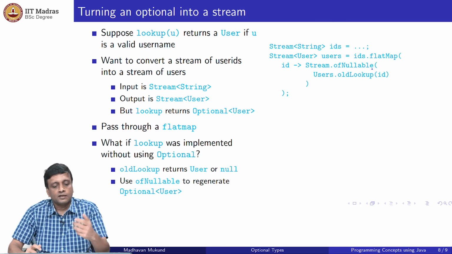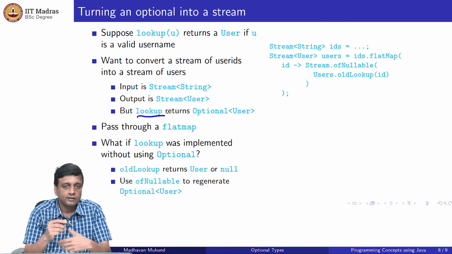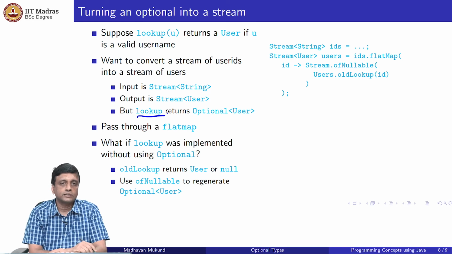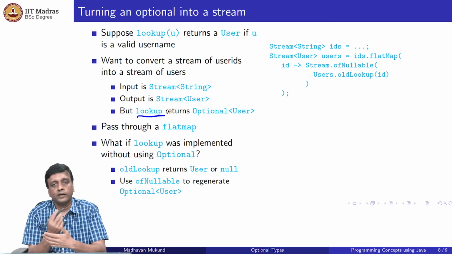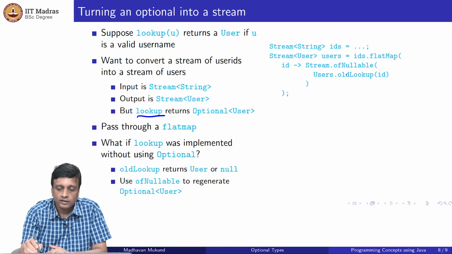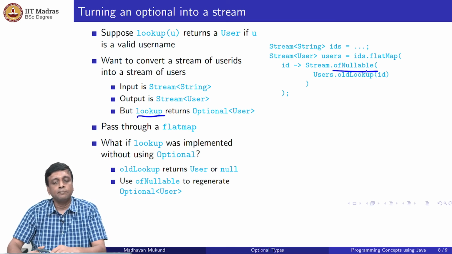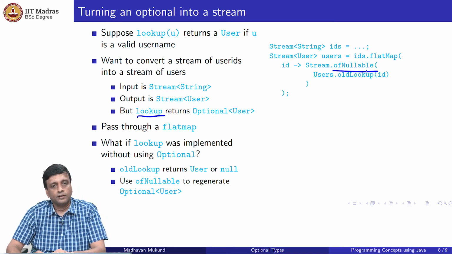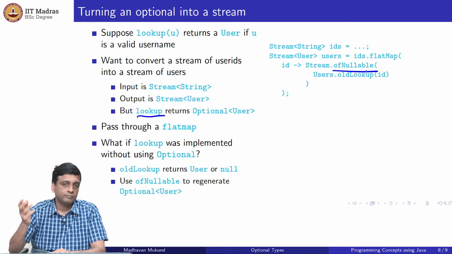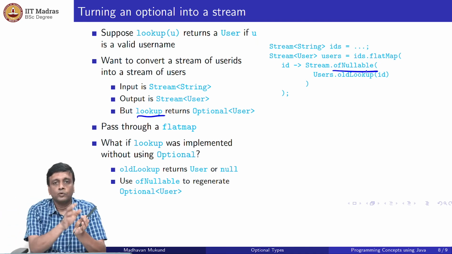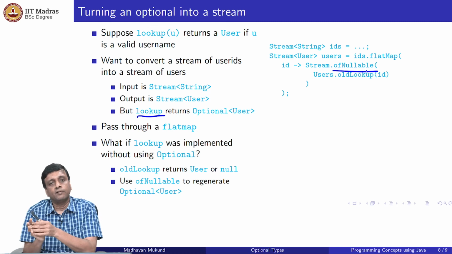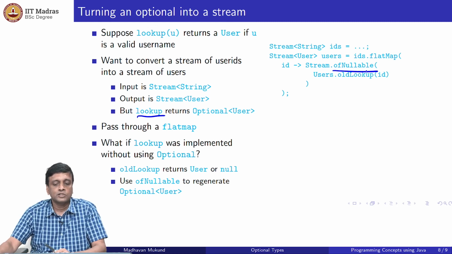So what if this lookup was actually an old style lookup which produced either a user or a null? Then I can use this version, right, this Stream.ofNullable, which will now take me from a valid value to a valid value and from a null value to an empty value, right. So this is where this ofNullable comes again.